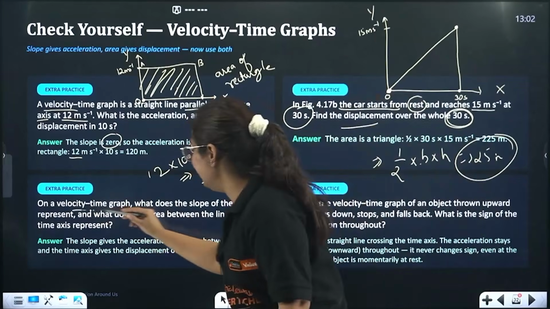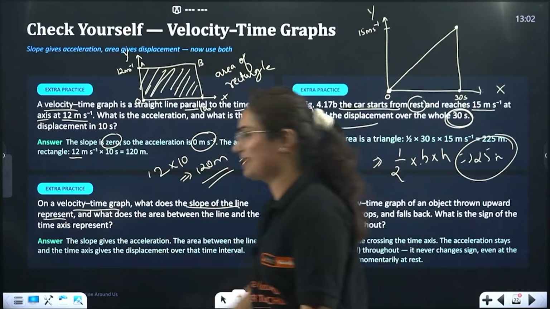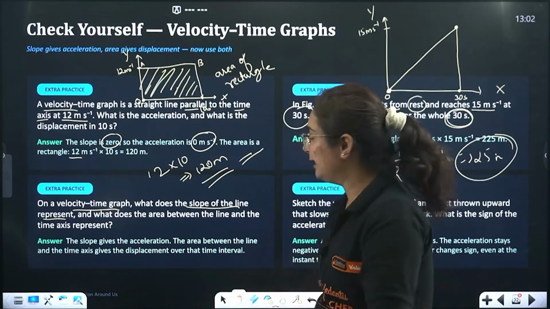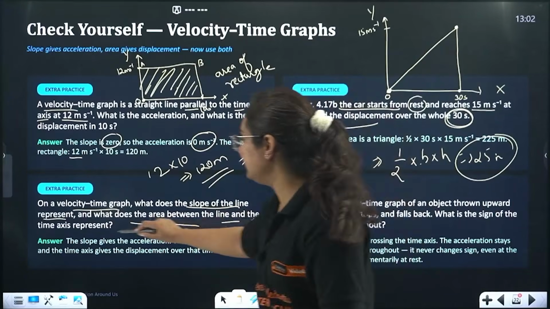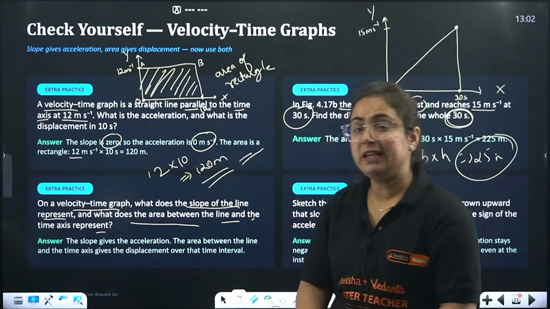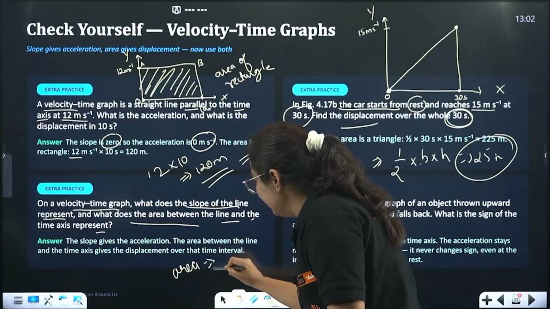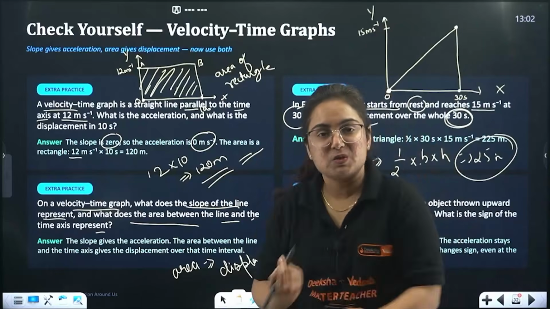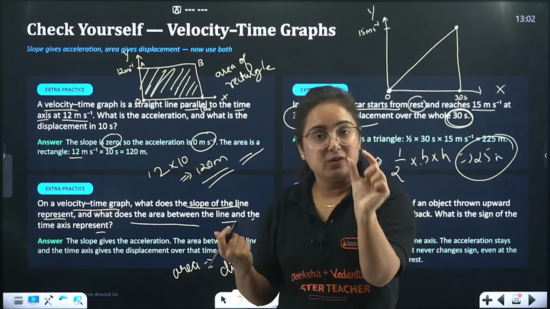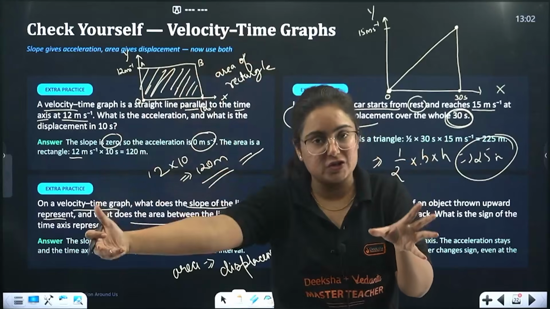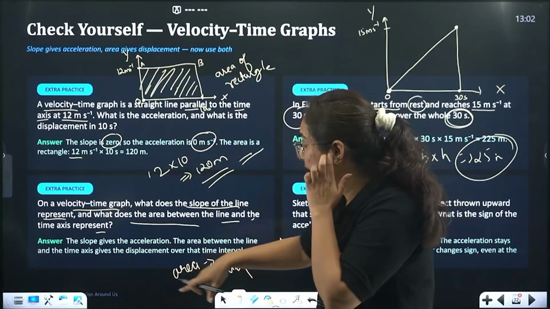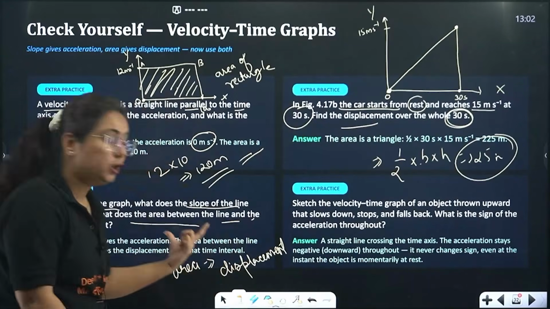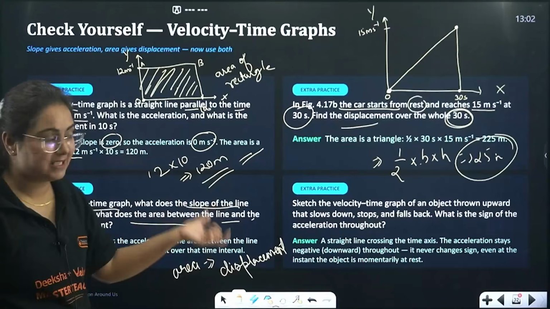Easy. So on a velocity time graph, what does the slope of the line represent? Whether acceleration is there, velocity is there, whether it is accelerating or retarding. What does the area between the line and the time axis represent? That area which we were calculating represents the displacement over the interval of time. What is displacement, beta? How much distance has been covered, the magnitude, plus in which direction, and that can only be understood or calculated with the help of this area in the velocity time graph. So the unit we get from this area is displacement.